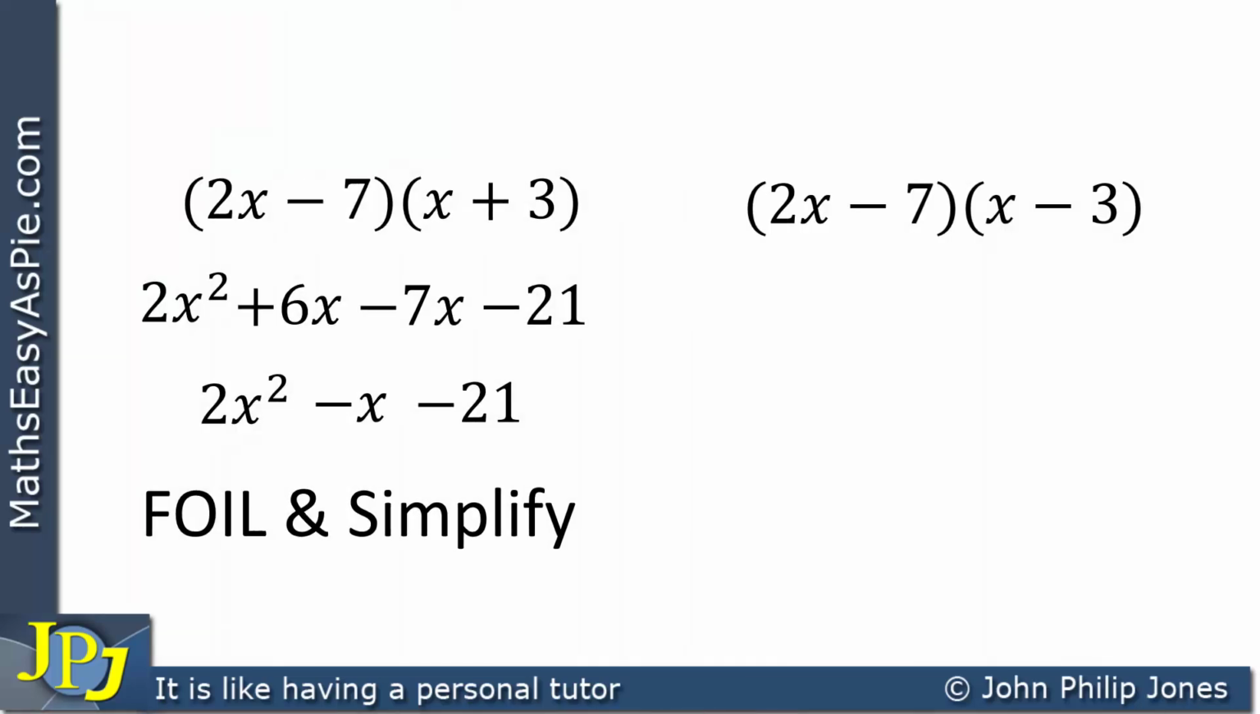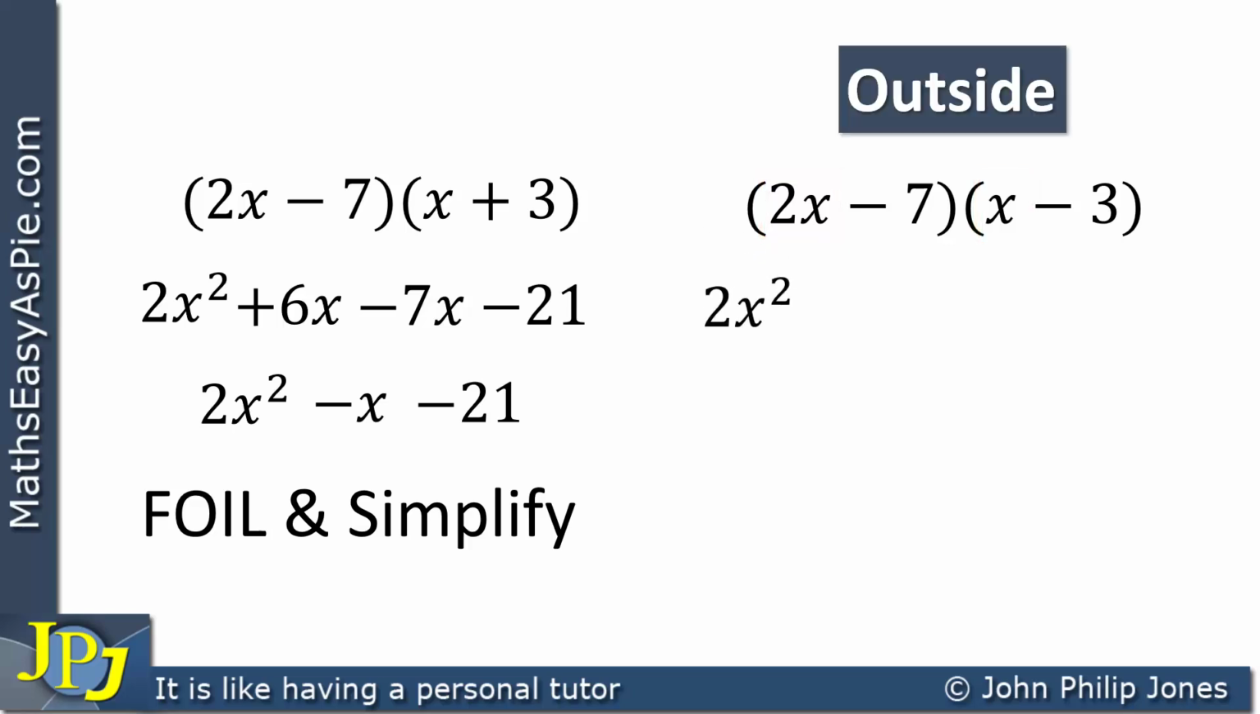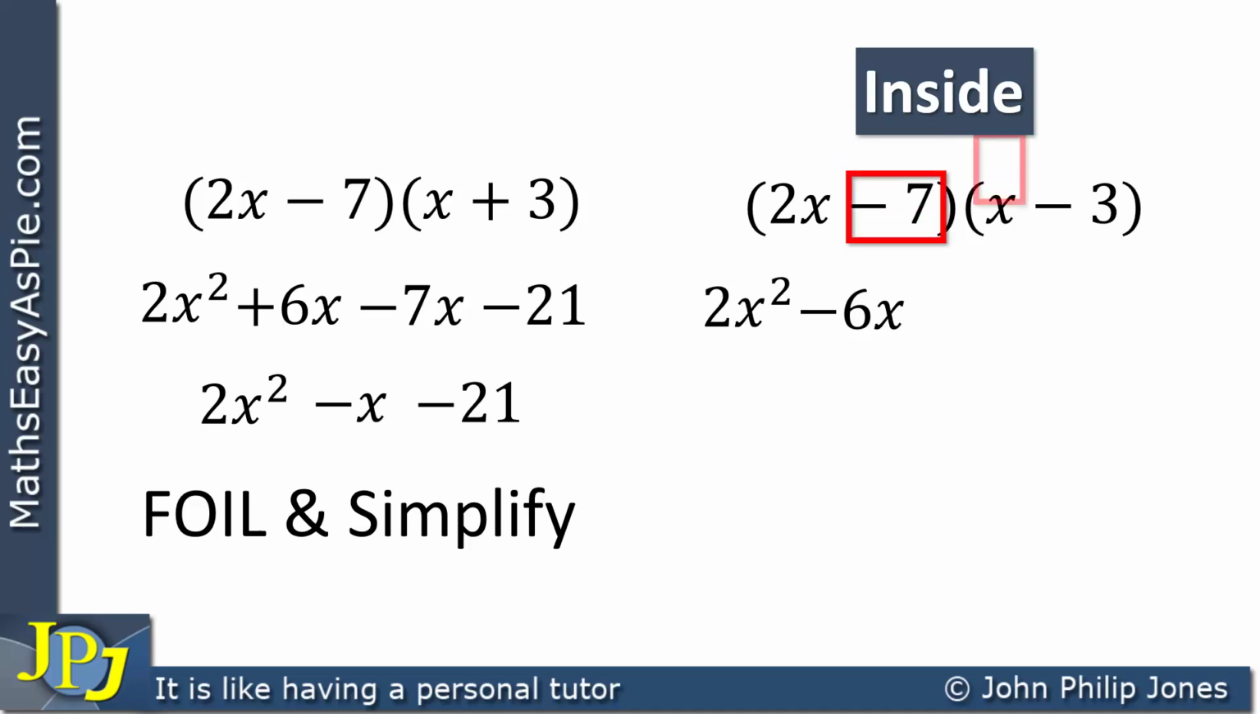We then consider the next example, and you look at what's first to be multiplied together, which is the 2x and the x. And when you multiply them together, you will get 2x squared. You then consider the ones on the outside, which is the 2x and the minus 3x. And when you multiply those together, you're going to get minus 6x. You then refer to the inside, which is the minus 7 and the x. When you multiply them together, you're going to get minus 7x.